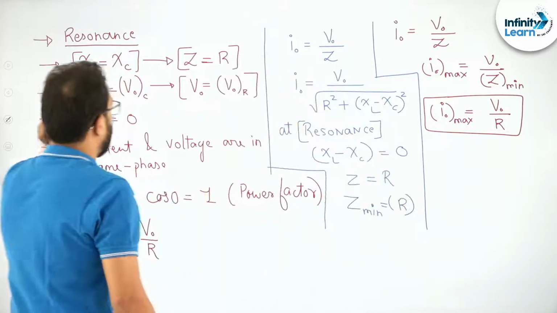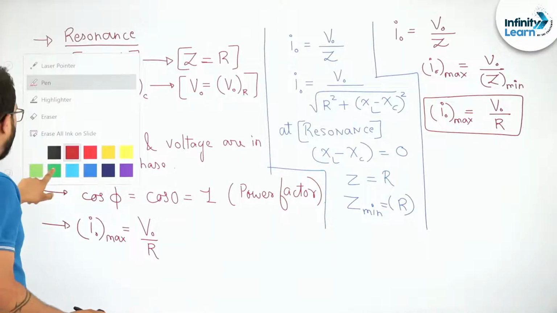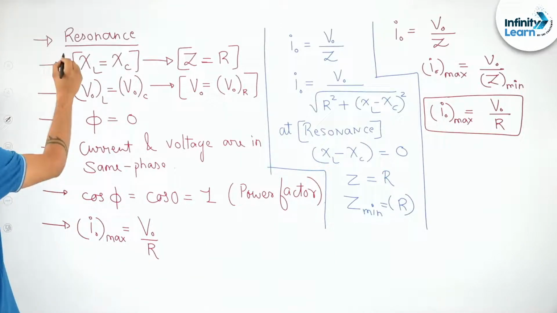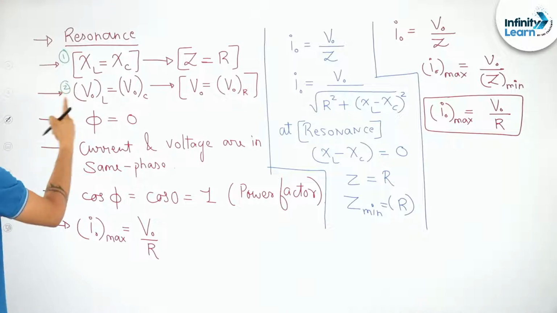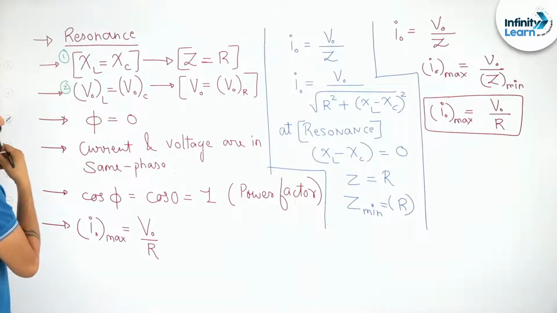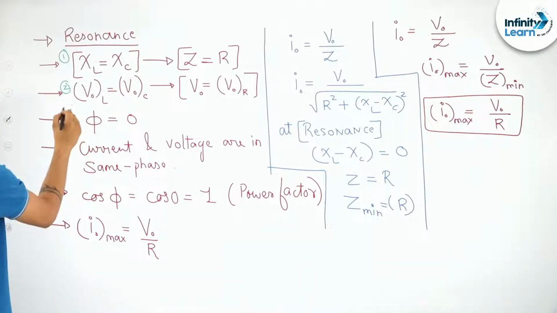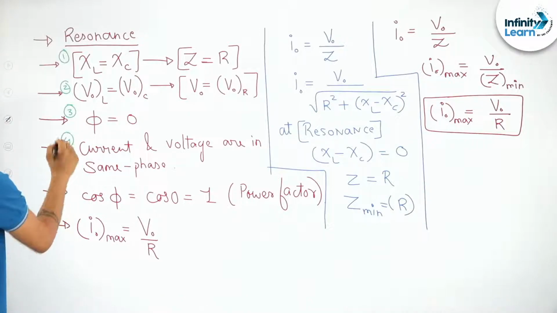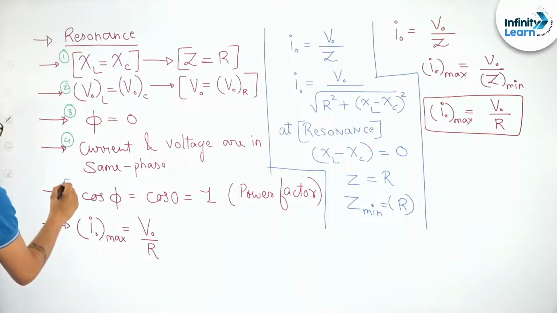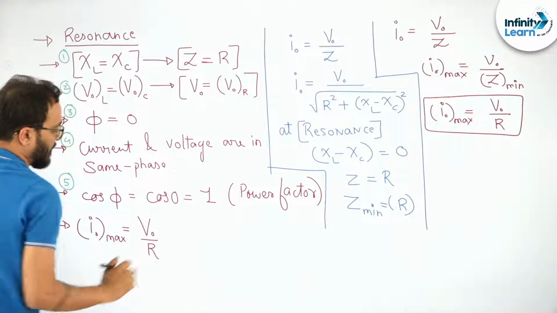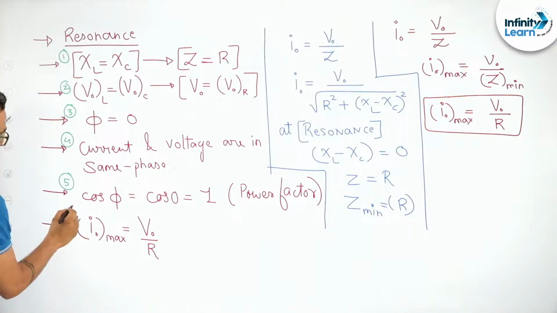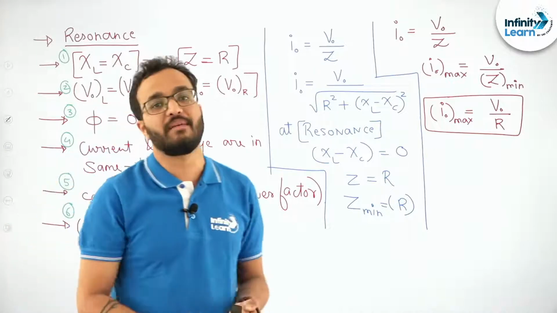So many things are happening during resonance, as you can see, my dear students. Number 1 is this, number 2 is that V naught is equal to V naught R. Number 3, phi becomes 0. Number 4, current and voltage are in same phase. Number 5, power factor becomes 1 or maximum, I should say. Number 6, current becomes maximum. So power factor becomes maximum, current becomes maximum.